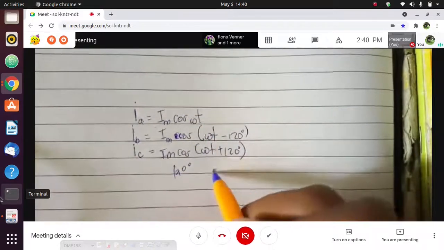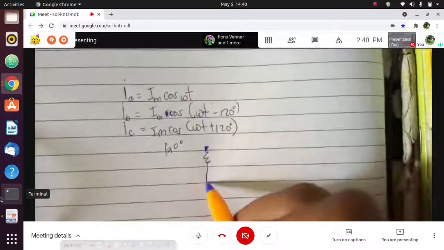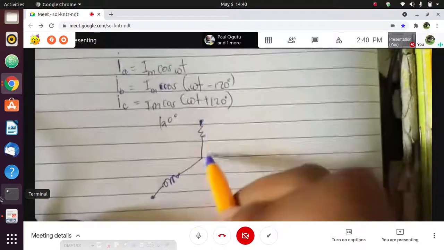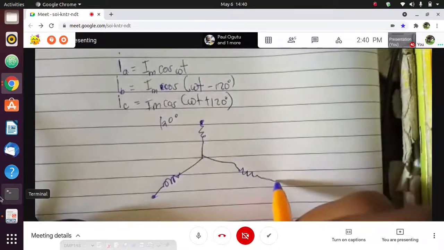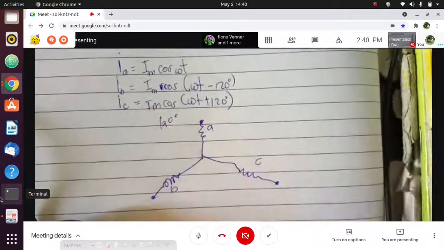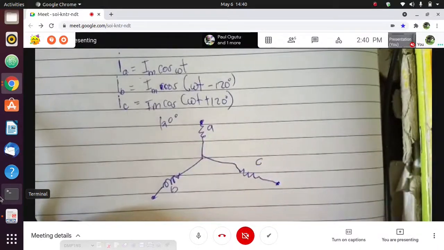So you have a coil over here, a coil over here, and a coil over here. Let's say this is coil A, this is B, and this is C. They are 120 degrees apart from each other.